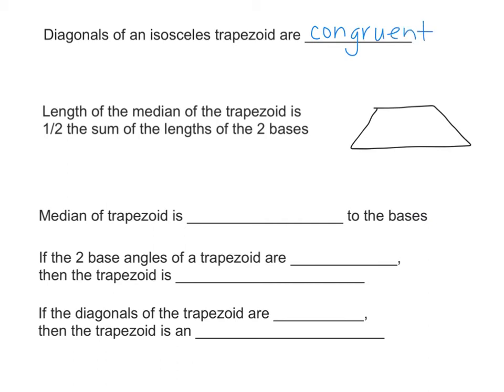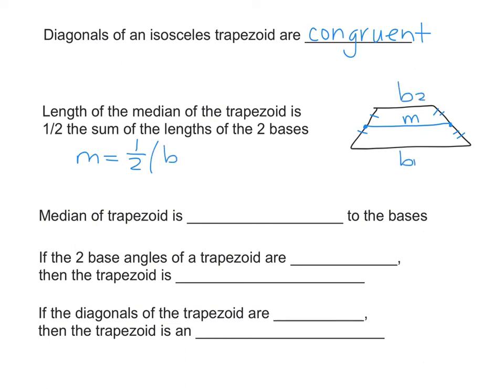The length of the median of the trapezoid, so if you remember the median cuts the side in half and connects it. So here we know that this is our median. So the median is equal to half of the sum of the bases. So let's go ahead and call this B1 and this B2. So it's going to be half of B1 plus B2.